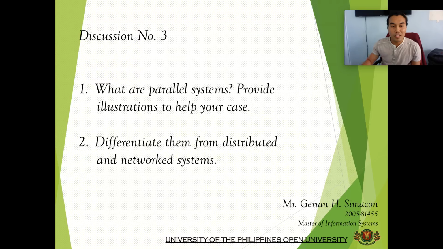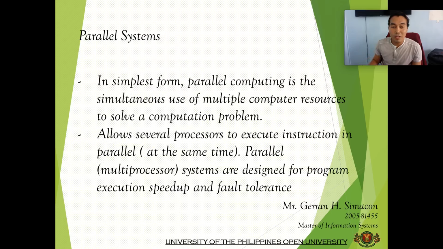Today we're going to discuss discussion number 3: what are parallel systems? Provide illustrations to help your case. Differentiate them from distributed and network systems. So let's first define what a parallel system is.